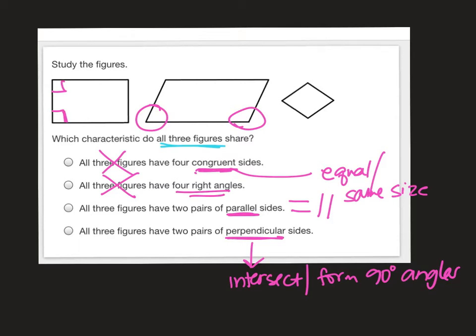But we do know that they all have two pairs of parallel sides because this side is parallel to this side, this is parallel to this, and same thing over here. This is parallel to this side, and this side is parallel to this side. So the only choice we have is that third choice right there.